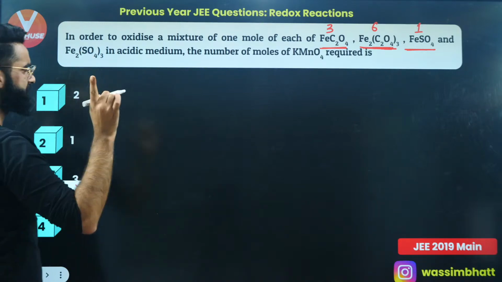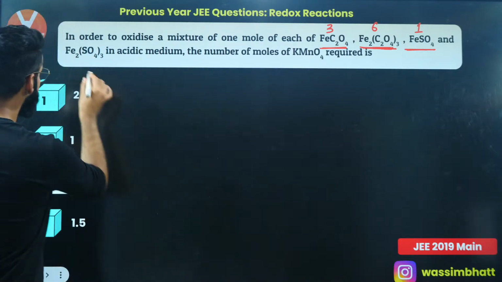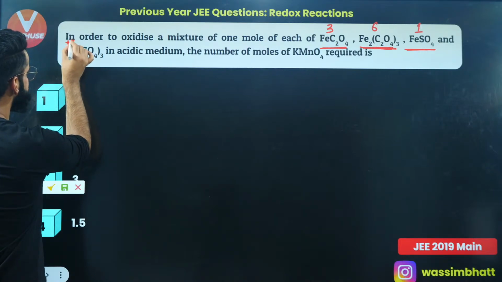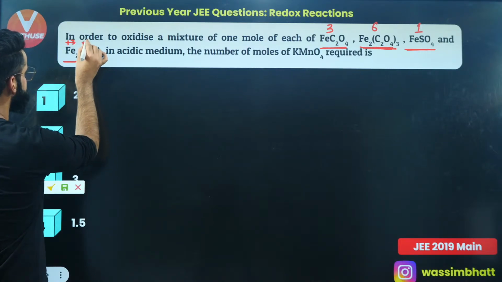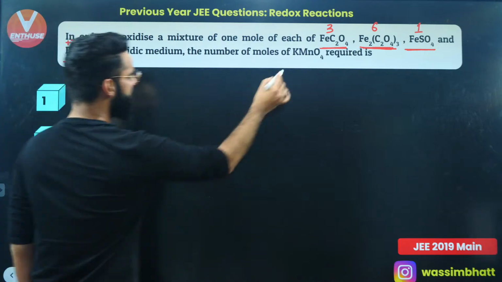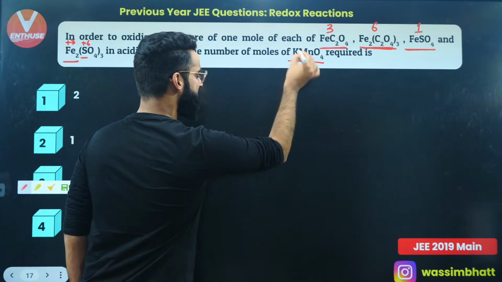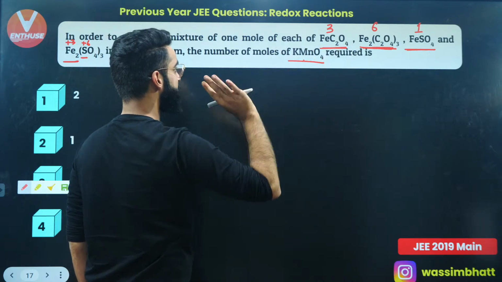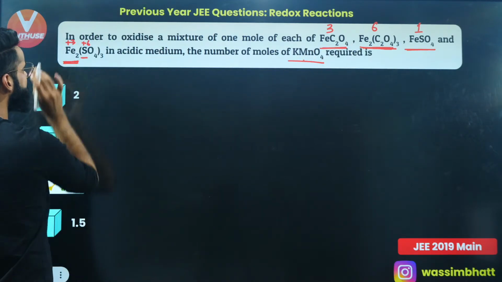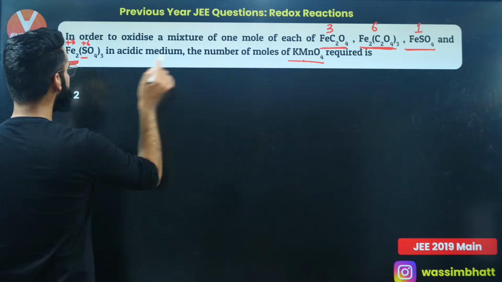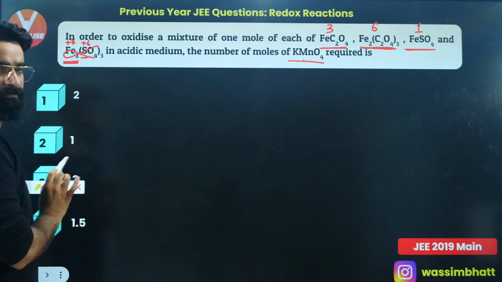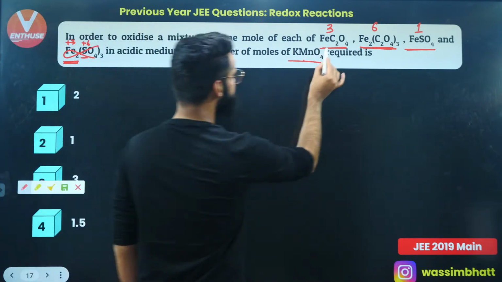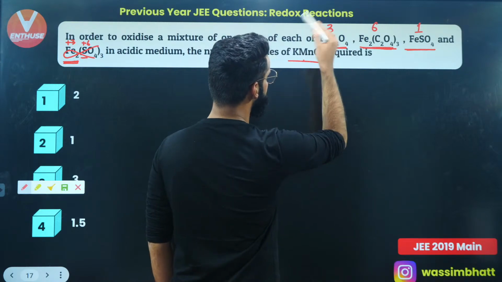See guys, understand one important thing. Iron over here is in +3 oxidation state. Sulfur over here is in +6 oxidation state. We know KMnO4 converts Fe2+ into Fe3+. But right here, iron is already in +3 oxidation state. So KMnO4 is not going to react with this one. KMnO4 is going to convert this Fe2+ into Fe3+.